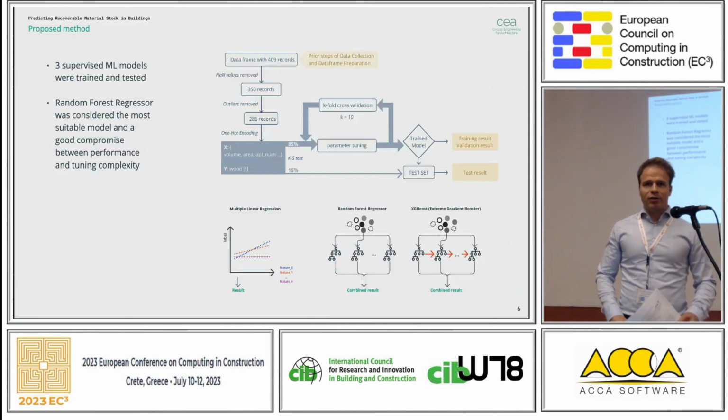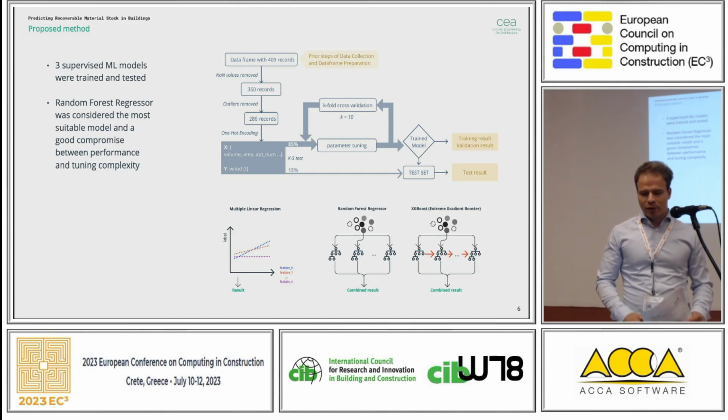So how did we make use of this data? We trained three supervised machine learning models, and two of them were ensemble tree algorithms, the random forest regressor and the extreme gradient booster. We chose these models because they can handle mixed data input, and they were also used in previous studies on relatively small data sets, so we thought it's a good fit. Then we had a third multiple linear regression model that served as a baseline for comparison.